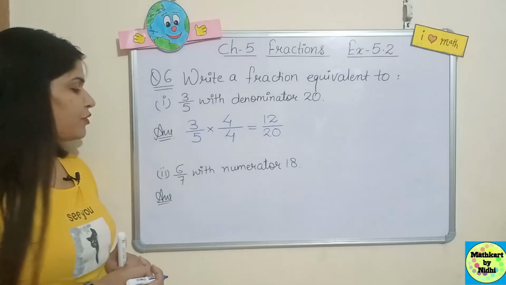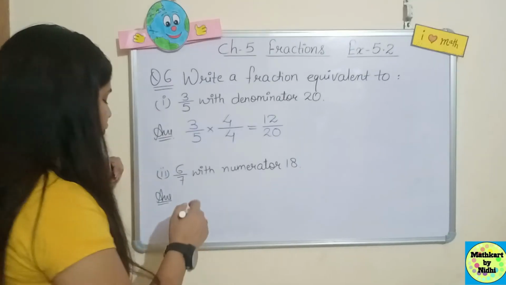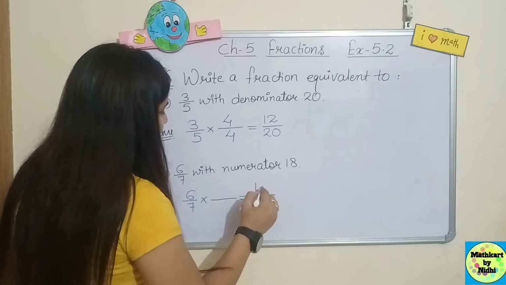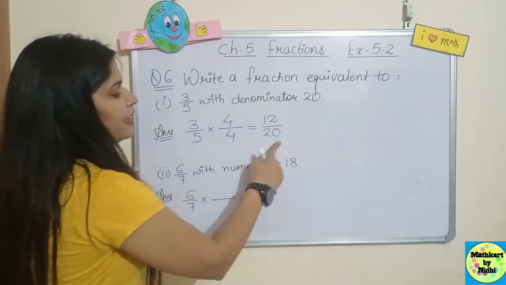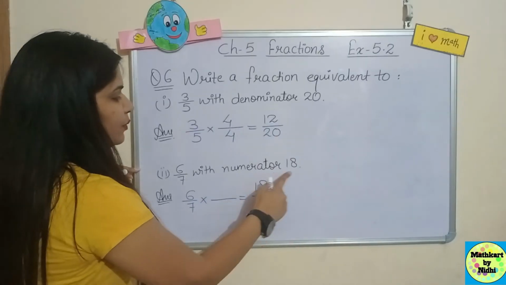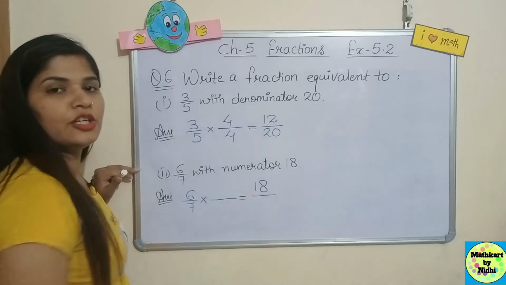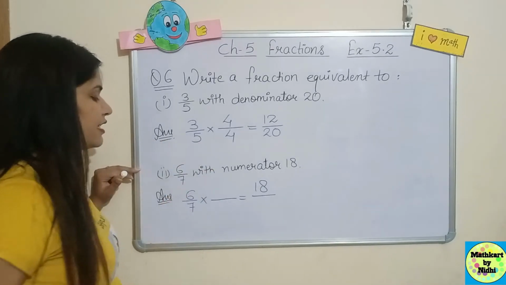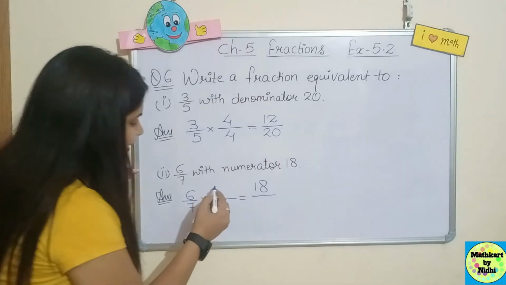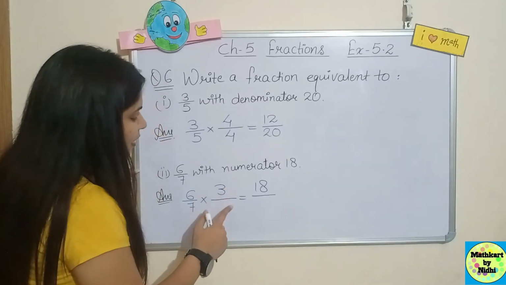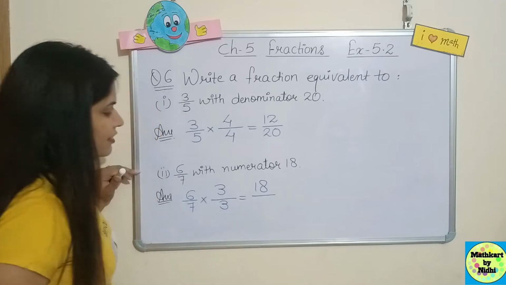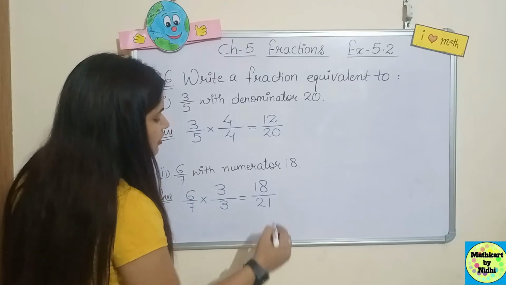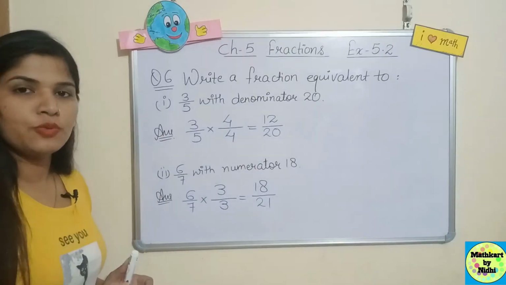Second part, 6 upon 7 with numerator 18. So we have to write in the same format, 6 upon 7 multiplied by something, and the numerator should be 18. Here the denominator was given, so I placed 20 in the denominator; here numerator 18 is given, so I am going to place 18 in the numerator place. Again the same step will be followed. We need to read the table of 6. 6 1s are 6, 6 2s are 12, 6 3s are 18. So 3 will be here. The same number has to be multiplied by the denominator as well for making the equivalent fraction. 7 3s are 21. So the required answer is 18 by 21.